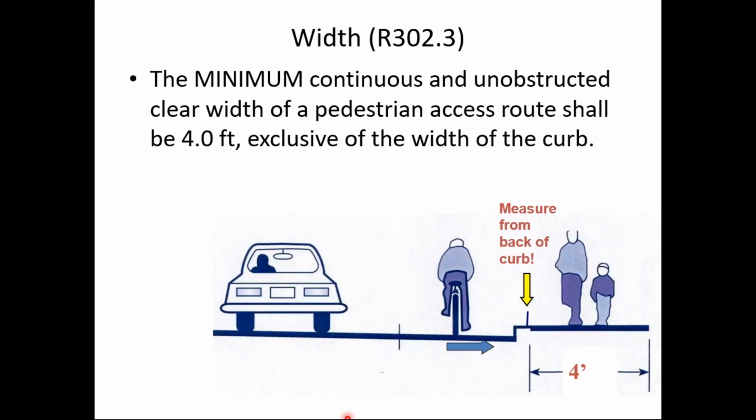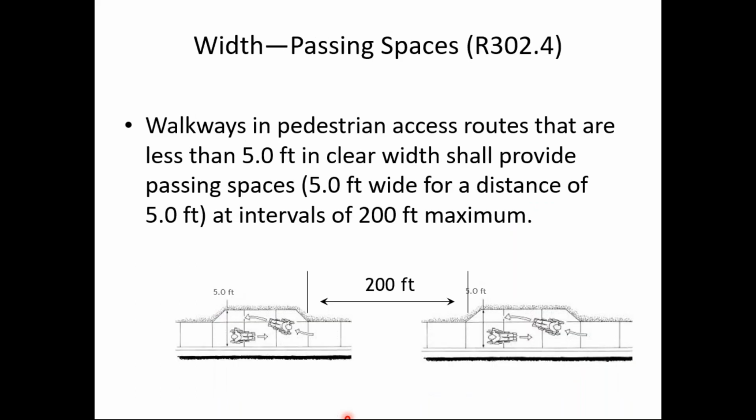First one is width. PROWAG says the minimum continuous unobstructed clear width of the PAR shall be, notice shall be 4 feet measured from the back of the curb. And that means free of temporary and permanent obstructions. I realize some agencies around the country have adopted 5 feet as a minimum, and I think that's great. I think that's the way to go personally.